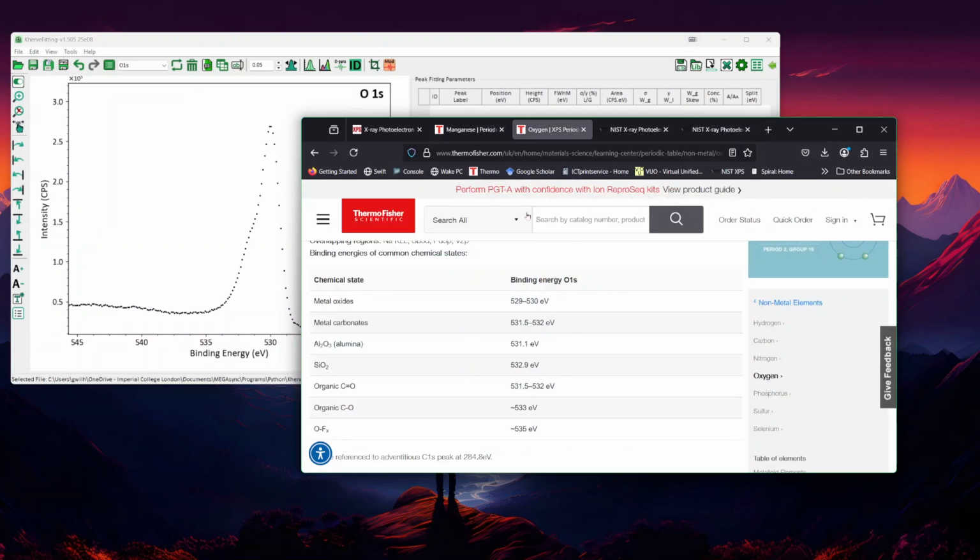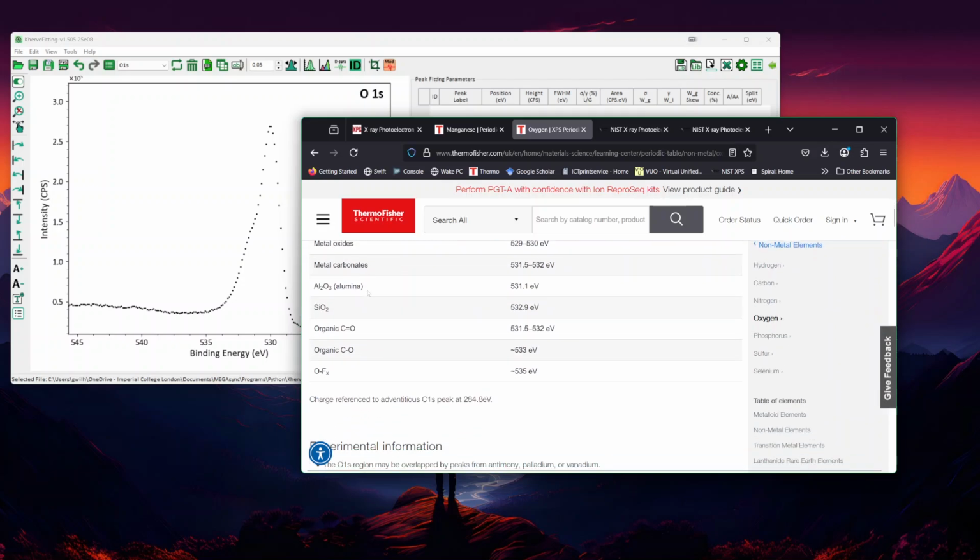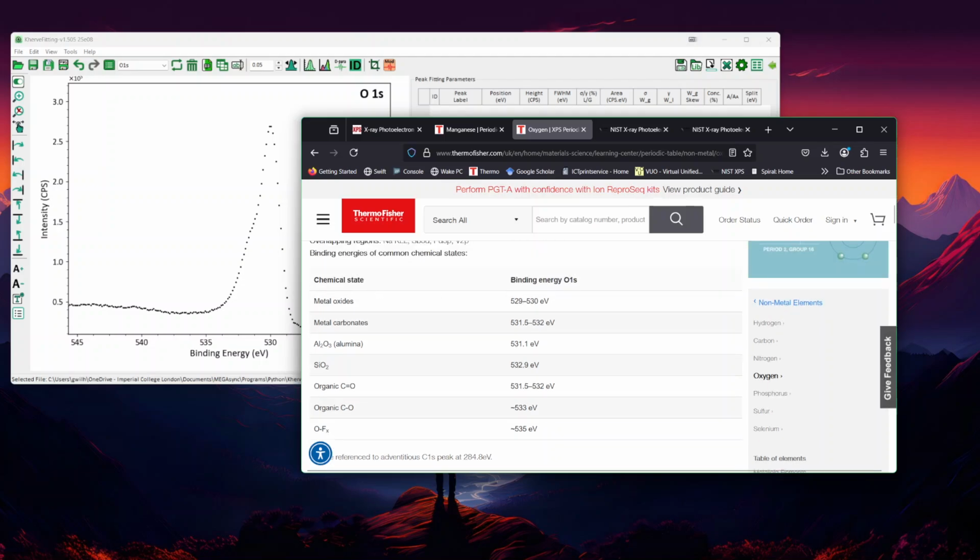two things. The first one is from Thermo Fisher's XPS simplified, where you'll find that the metal oxide peak is below 530. Then you have the organics, the C single bond O and C double bond O, which we have seen in the carbon 1s, should be around 531 to 533. Please note that C single bond O goes towards high binding energy, and C double bond O is at low binding energy, so it's the opposite way.